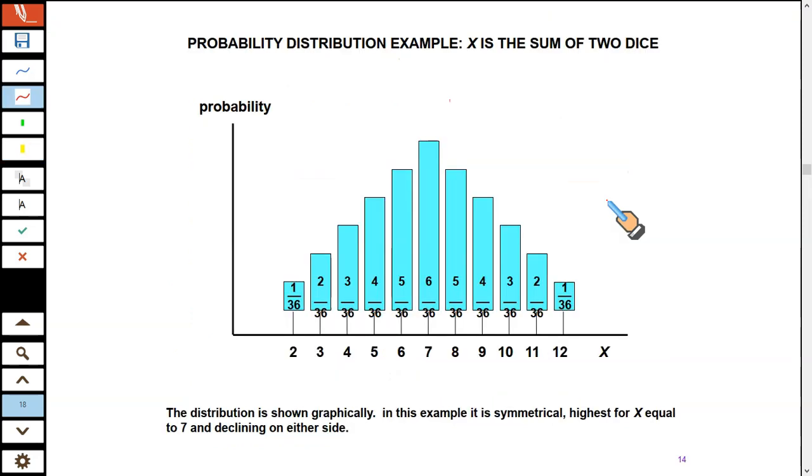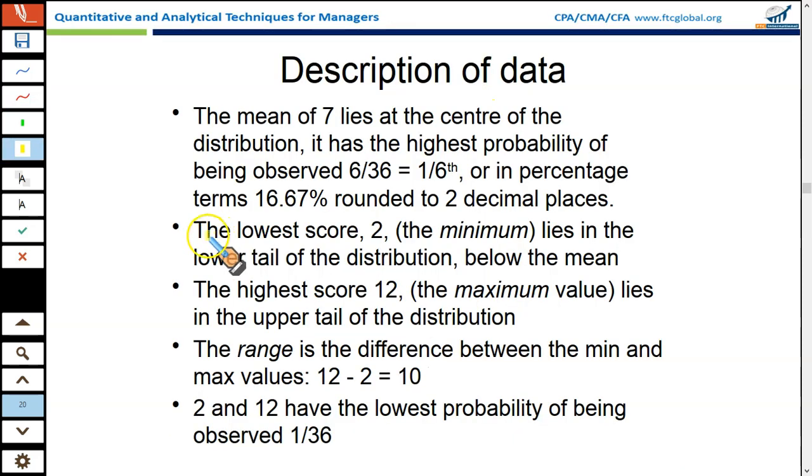Let's see. Yes, this is it. Mean is 7. It lies at the center of the distribution. It has the highest probability, 6 over 36, which if simplified turns into 1 over 6, and if expressed in percentages is 16.67. Perfect. The lowest score, the minimum, lies in the lower tail of the distribution below the mean.